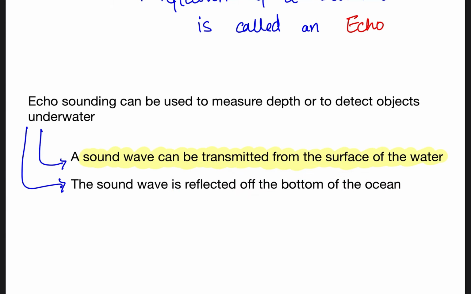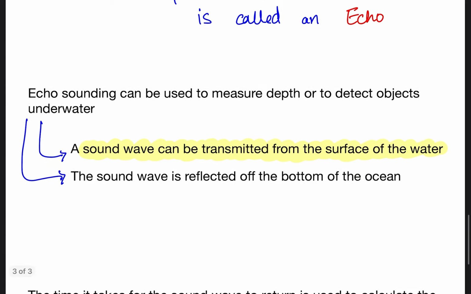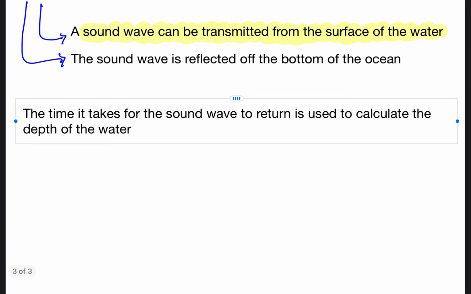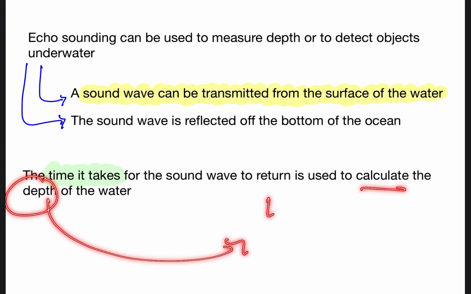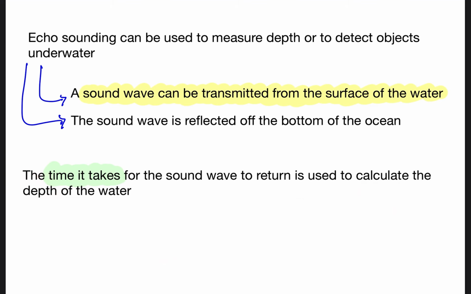Okay, so when we are measuring the echo, there are certain formulas and certain quantities which need to be taken. The time it takes for the sound wave to return is used to calculate the depth of the water. How can you calculate the depth of the water? By measuring the time taken to return. I hope that is really clear.